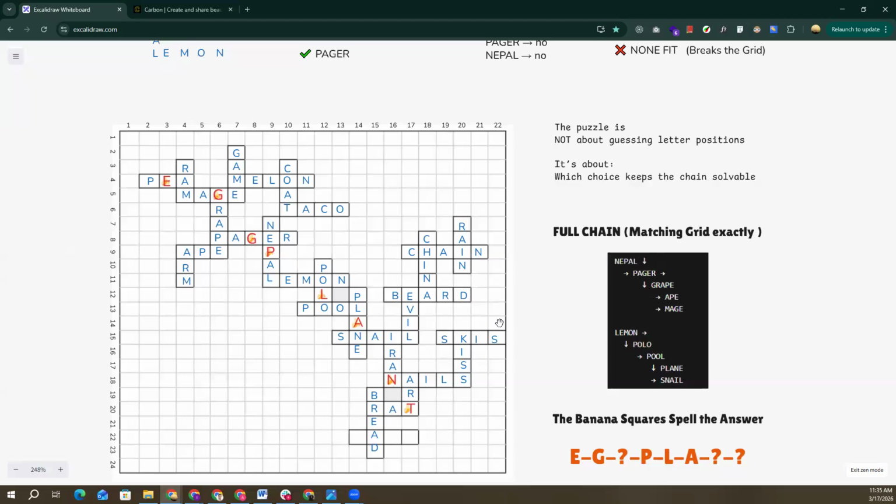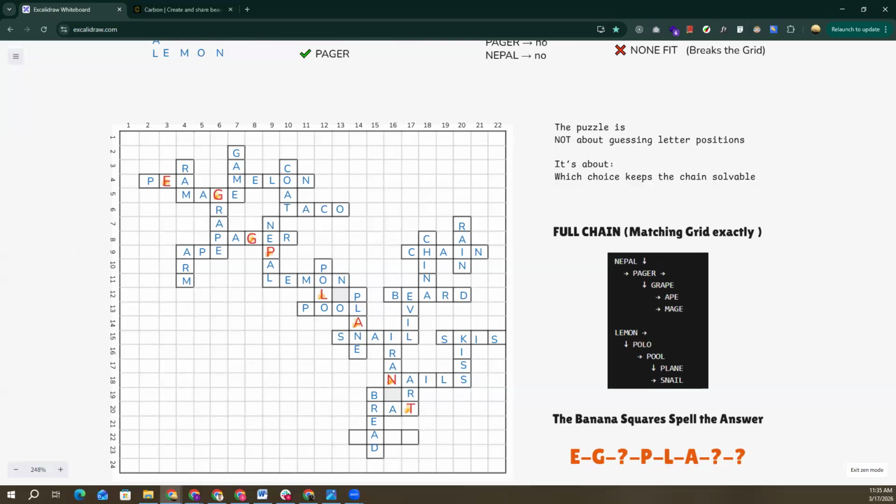So throughout this whole crossword grid, there are 8 positions marked with banana symbols. After you fill in all the words correctly, you read just those 8 squares. The chain from Nepal and lemon quickly gives you EG, then a blank, PLA, and then 2 more blanks. EG PLA, at this point, honestly, you can just guess what 8-letter word starts with EG and has PLA in the middle. Eggplant. And that is the answer, eggplant.